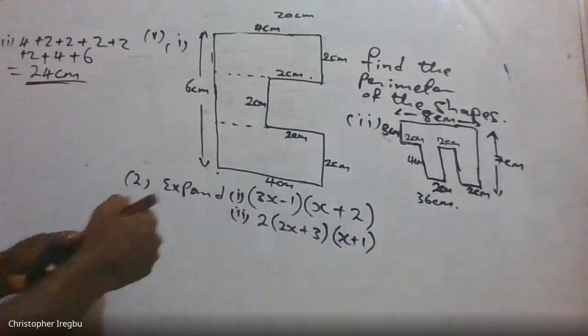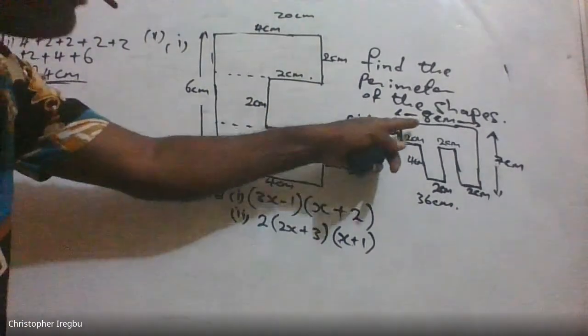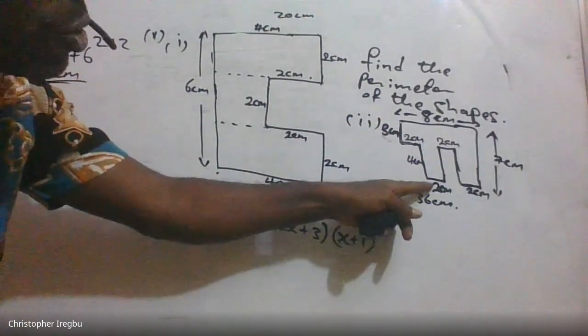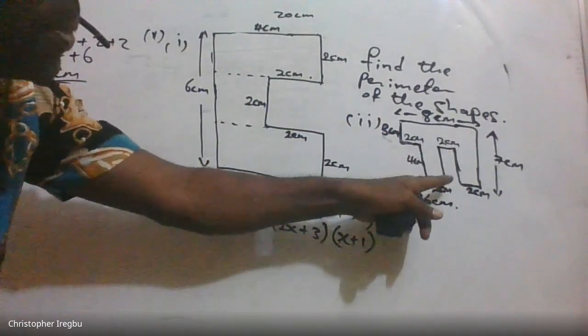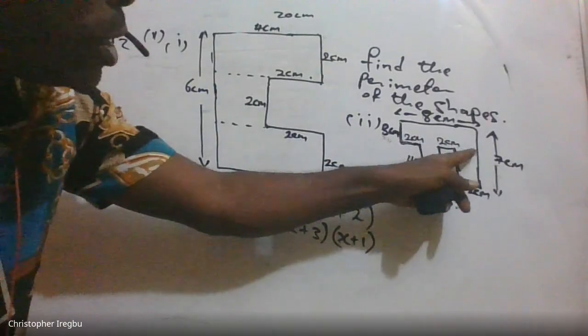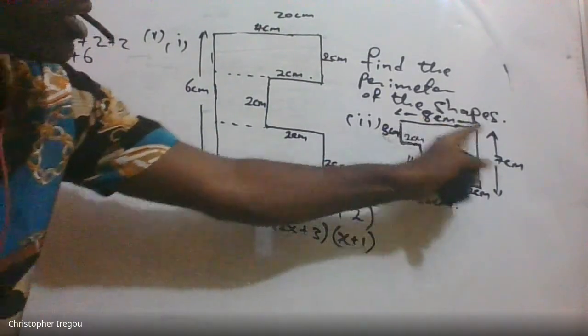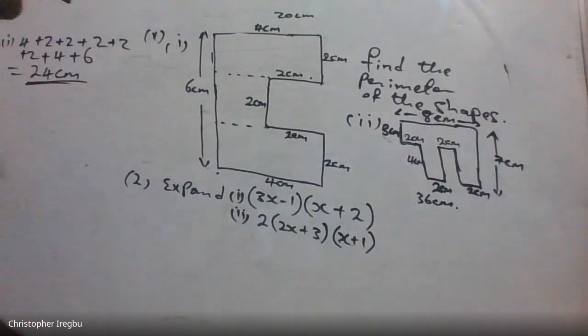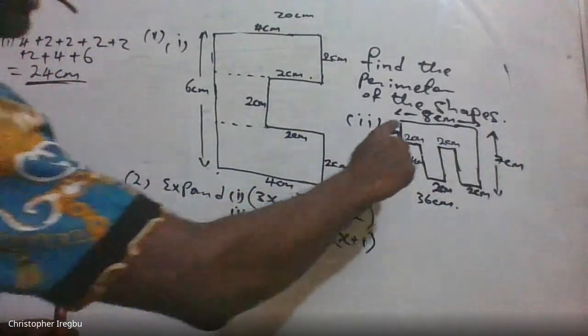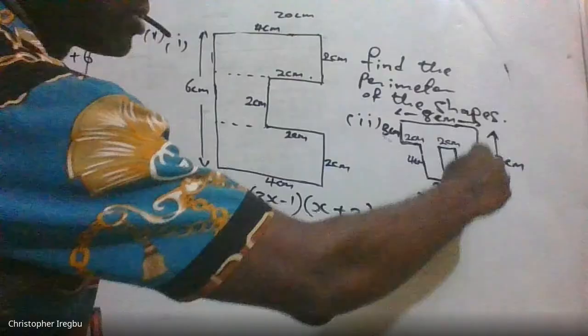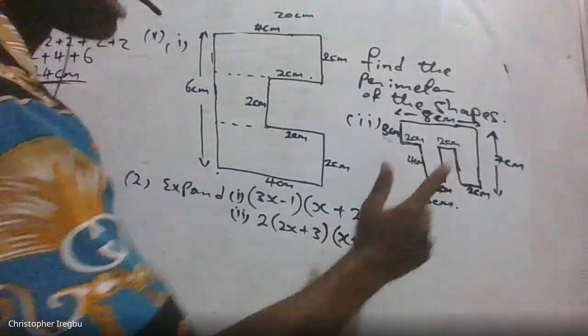Very important, because the whole of this is 8. Here is 2. Here is 2. That means that from here to here should be 8. So 2 plus 2 plus 2 plus 2 should give us that 8. Simple. So we can now sum everything. So the perimeter will start from this 8 plus 7 plus 2. So we are not done.